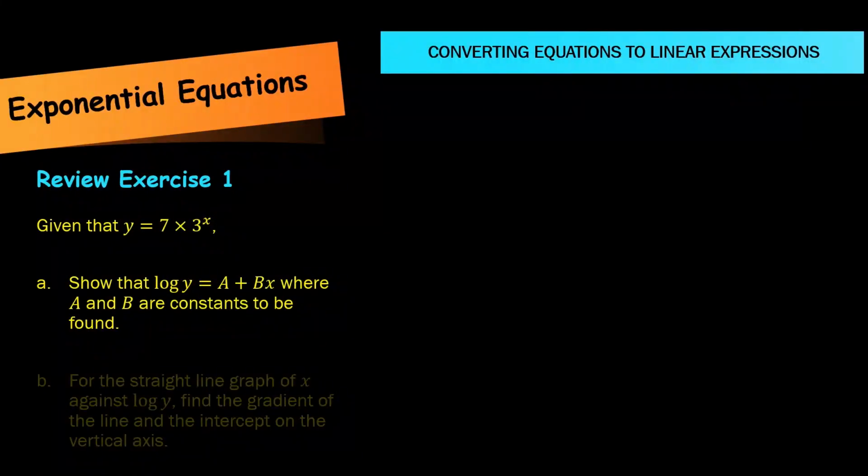Let's solve one part A first. Given that y equals 7 times 3 to the power x, show that log y equals a plus bx, where a and b are constants to be found. So let's solve this. We have that y equals 7 times 3 to the power x.